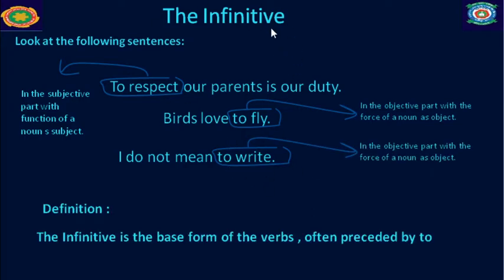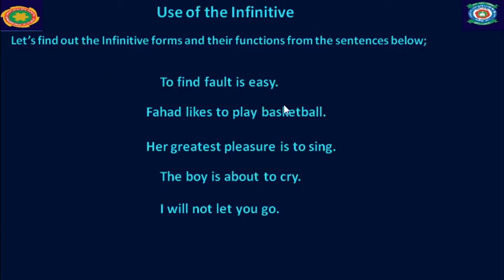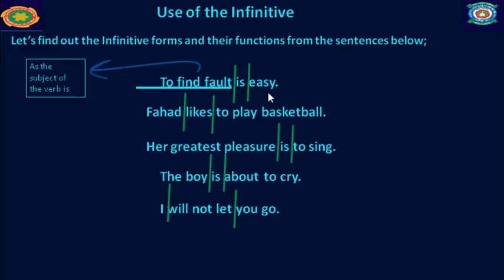So what is the definition of infinitive? The infinitive is the base form of the verb and it is preceded by to. Okay. So here let's see uses of infinitive. To find fault is easy. As before, to find fault is in the subjective part. To find here acts as a noun, right? So here to find is in the subjective part and it's before a linking verb, right?